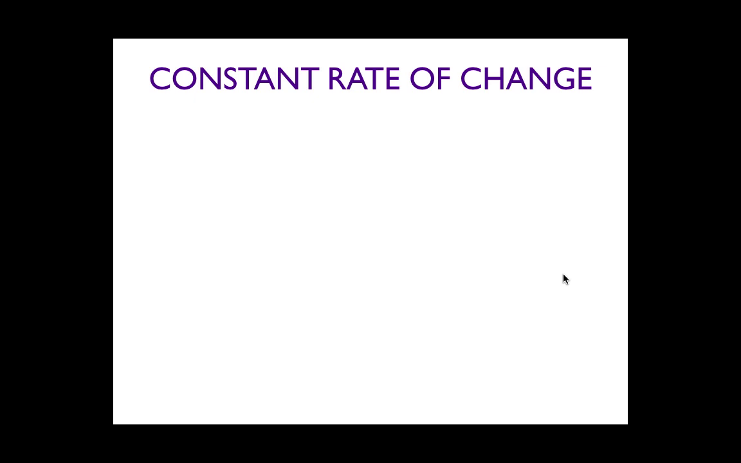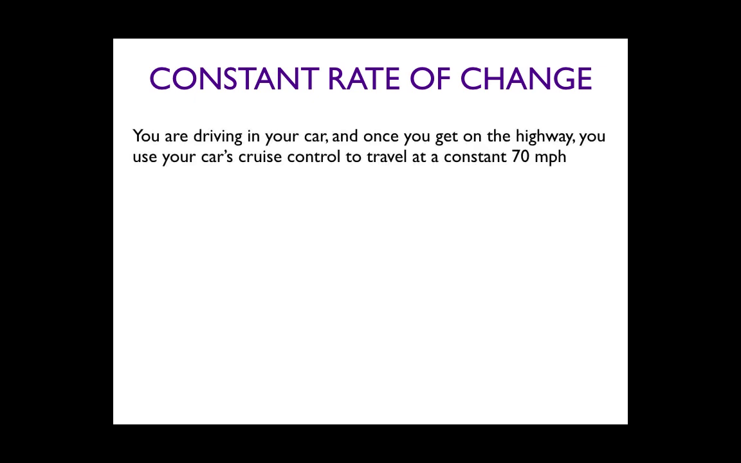So let's talk about constant rate of change, a phrase I mentioned earlier when we were looking at a small section of a parabola. It looked like it had a constant rate of change. Visually, constant rate of change is related to slope and straight lines. Let's think about this in terms of a story, though, instead of just a picture. Suppose you're driving in your car, and once you get on the highway, your cruise control is set to travel at a constant 70 miles an hour. You hope you don't run into traffic, but on an empty highway, you can probably do that for at least a little while.